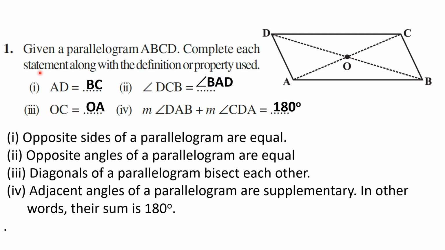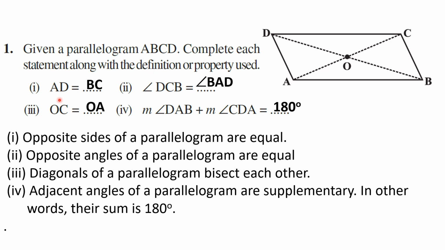Question number 1: Given a parallelogram ABCD, complete each statement along with the definition or property used. So these are the blanks given to us, 1, 2, 3 and 4. So let's do them one by one, and these are the reasons, definitions or the properties used.